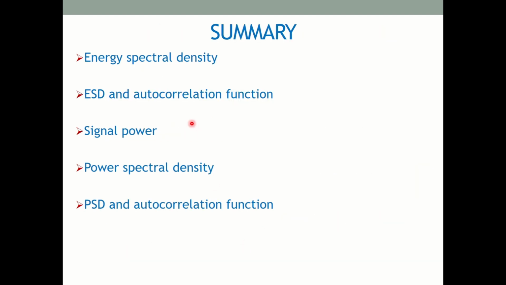So in summary, we have discussed the energy spectral density. We derived its expression from the equation of energy, and then we showed that ESD, energy spectral density, is related to the autocorrelation function through Fourier transform. Then we discussed signal power and its power spectral density, and we showed that this PSD is related to the time autocorrelation function through Fourier transform.